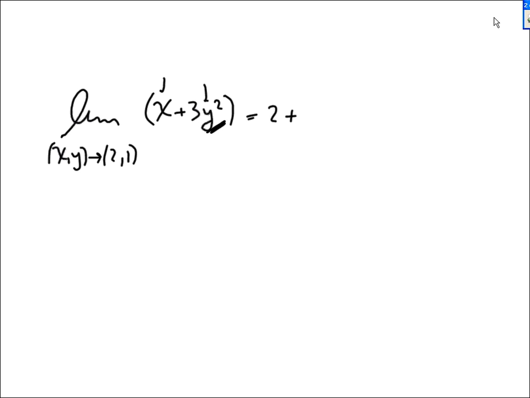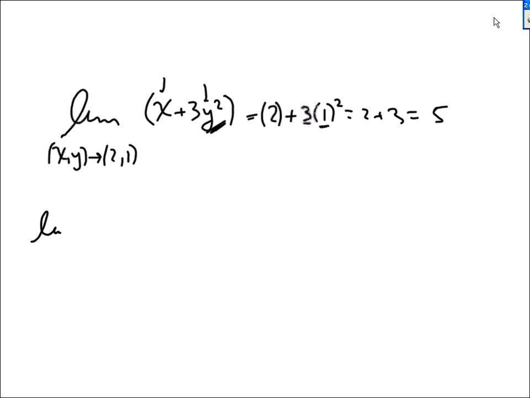What is the limit as x comma y goes to 2, 1 of x plus 3y squared? You can try directly substituting. x is 2 plus y is 1. 1 squared is 1. 3 times 1 squared, which is 3, plus 2, and you get 5.